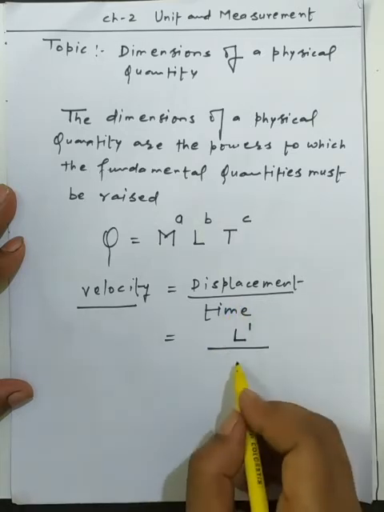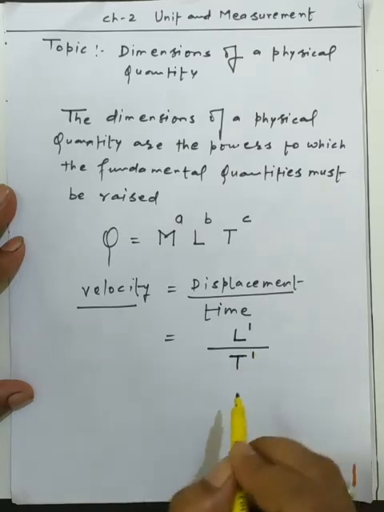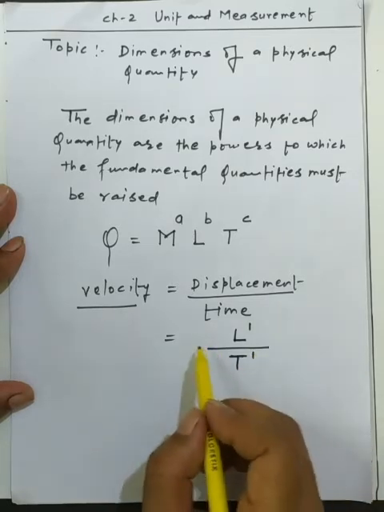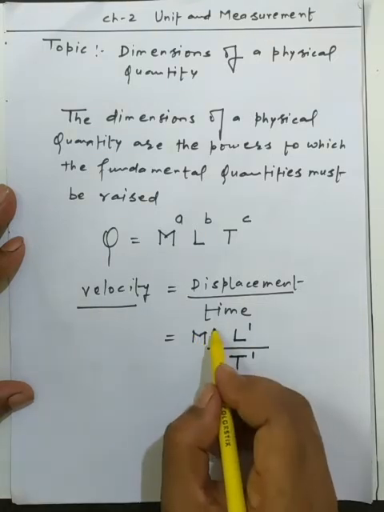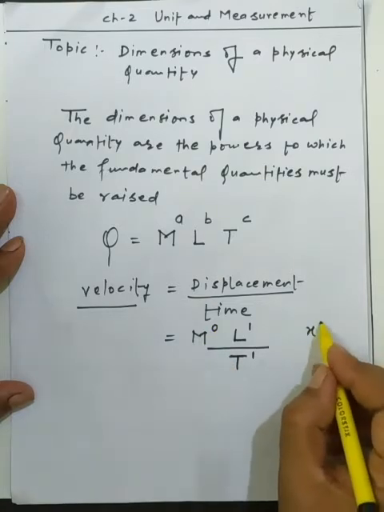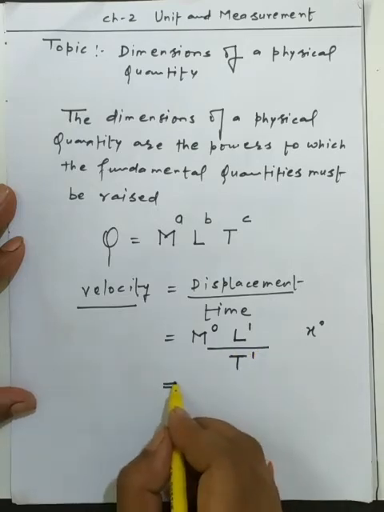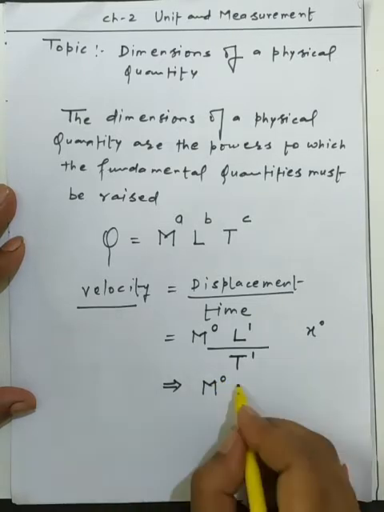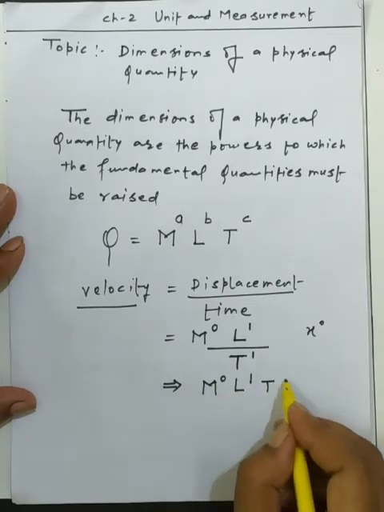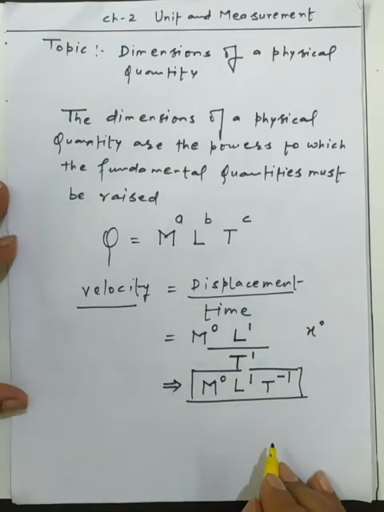Now in the denominator we have the time, which is also a single time, so we put the power 1. Now there is no parameter regarding the mass, so we put it here with no power, because in mathematics we use the simple concept x raised to 0 is equal to 1, so it doesn't have any kind of impact. So finally, the dimension formula is M0 L1 T minus 1.